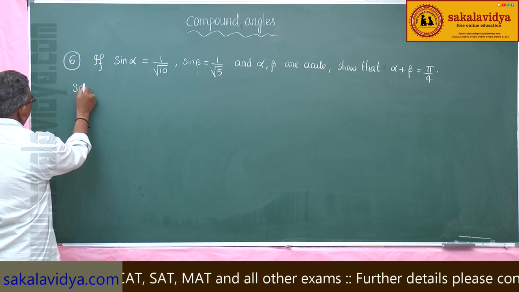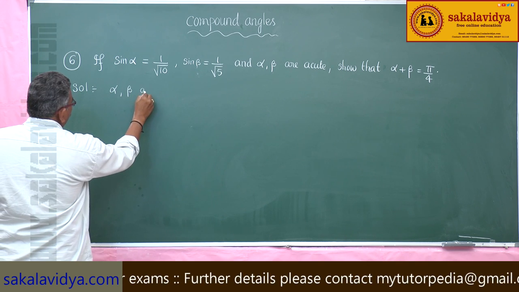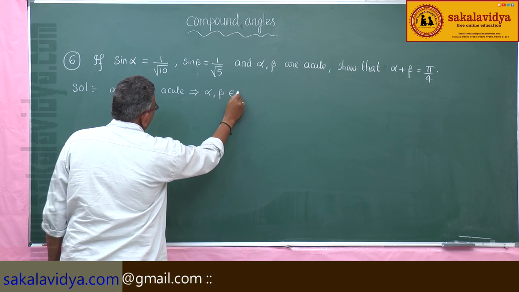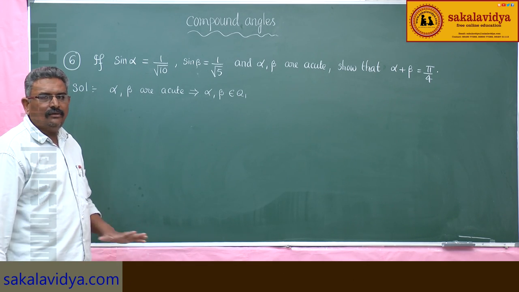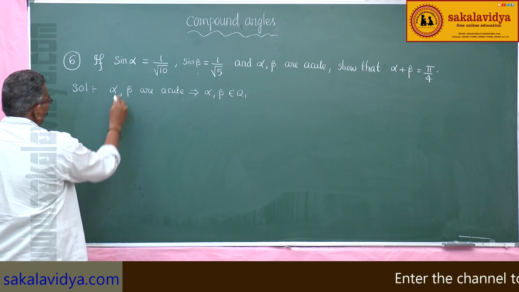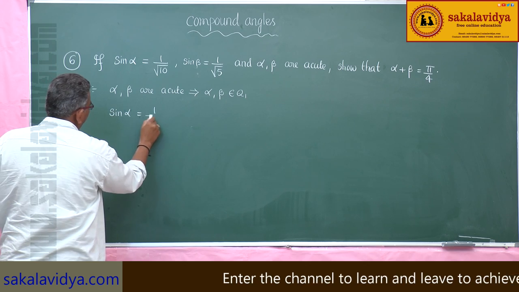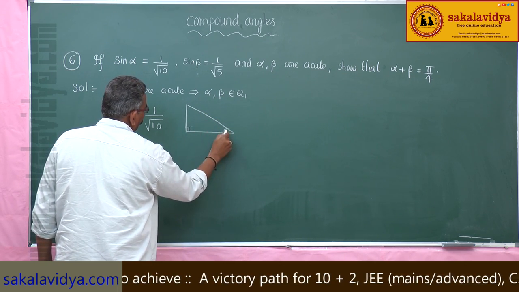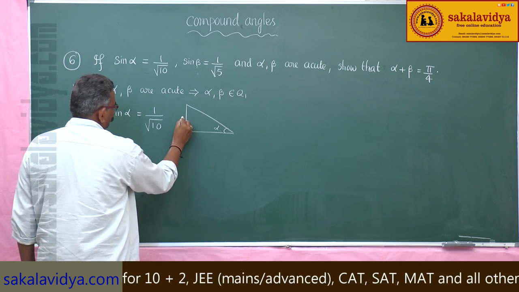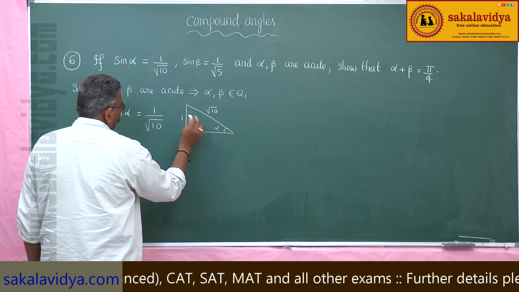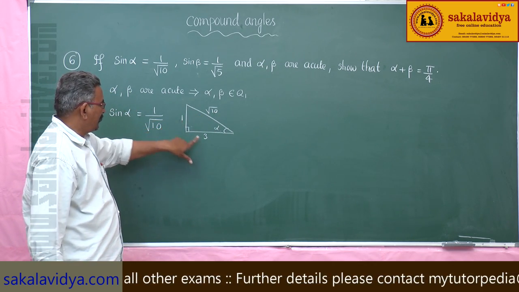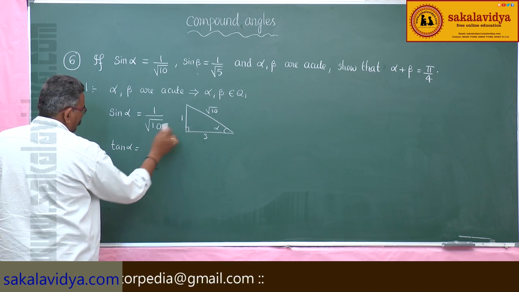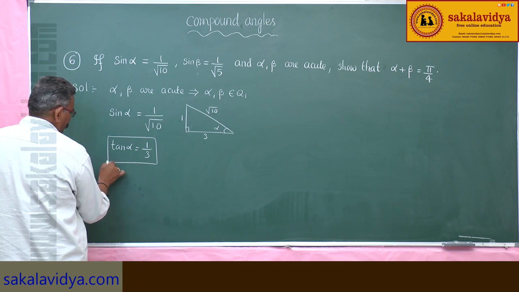Now, given alpha, beta are acute, that implies both alpha, beta belong to the first quadrant. In the first quadrant, all trigonometric ratios are positive, and also given sin alpha is equal to 1 by root 10. So take a triangle for alpha. Sin means opposite by hypotenuse, 1, this will be root 10. So this will be 3, because 10 minus 1 is 9, root 9 is 3. Here tan alpha we can write, tan alpha is equal to opposite by adjacent, 1 by 3, right? Okay.